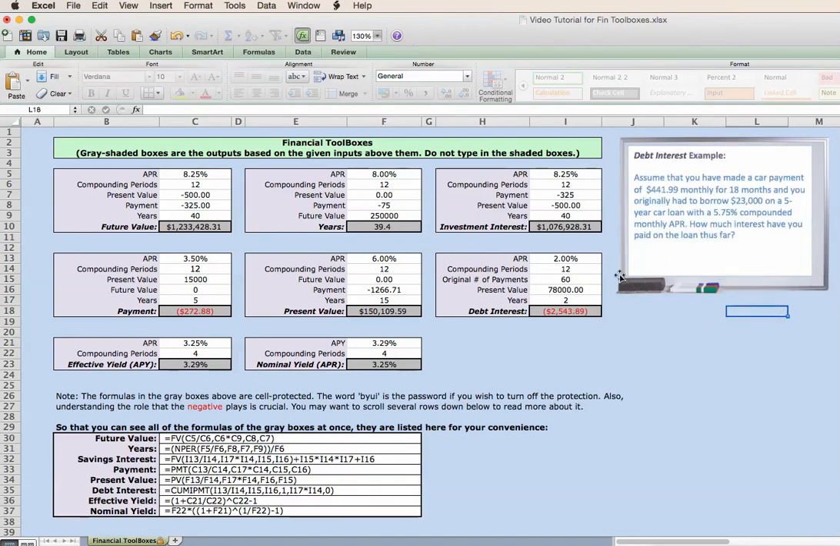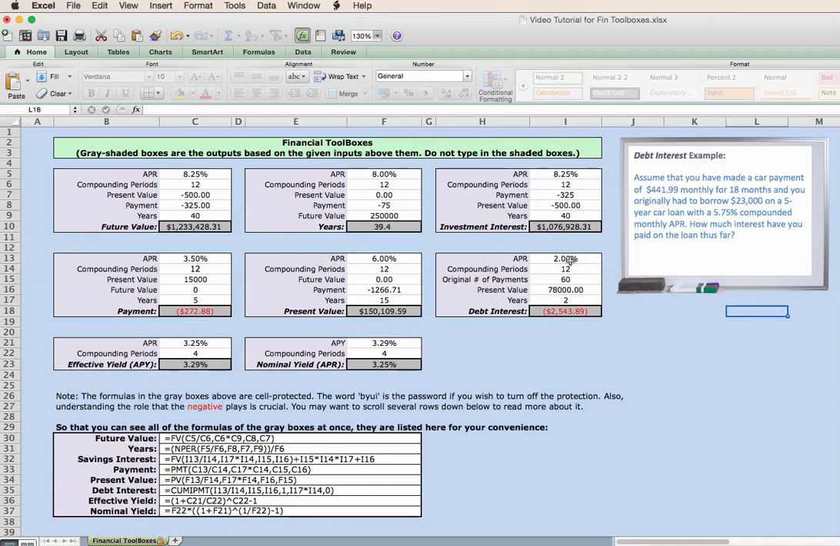All right, last example, debt interest. Assume that you have made a car payment of $441.99 monthly for 18 months, and you originally had to borrow $23,000 on a 5-year car loan with a 5.75% compound monthly APR. How much interest have you paid on the loan thus far?